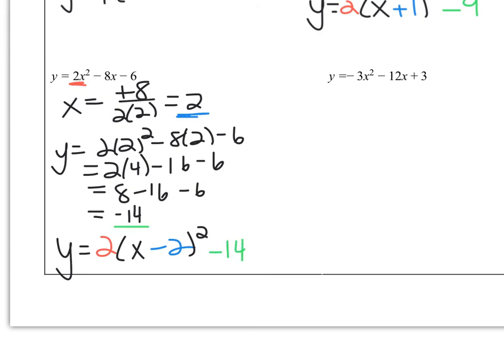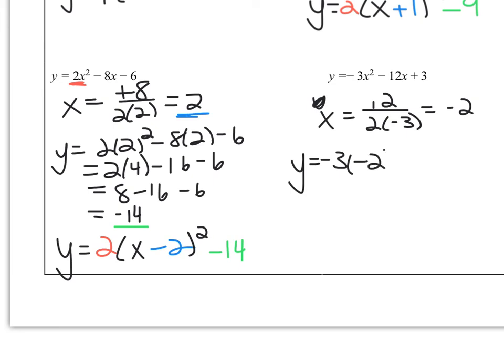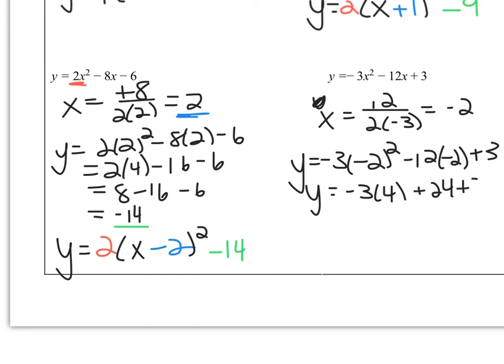Last one, this one we have a negative a, so we want to be really careful. So we have x equals opposite b over 2a. 12 divided by negative 6 will give me a negative 2. Let's plug that in. Once again, we have a negative, so let's be super careful about our signs. So y equals negative 3 times 4 plus 24 plus 3. Y equals negative 12 plus 24, that would be 12, plus 3 will give me a 15.